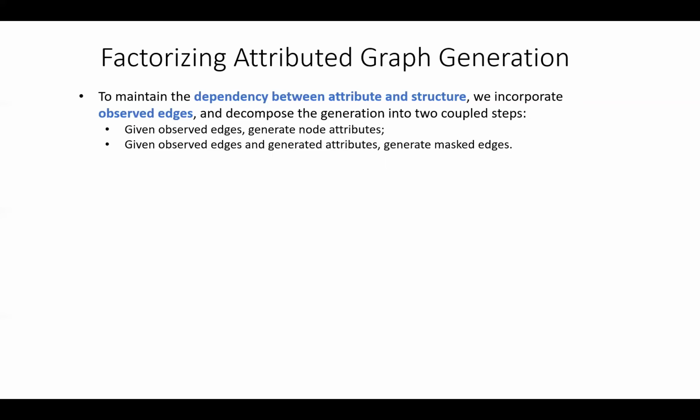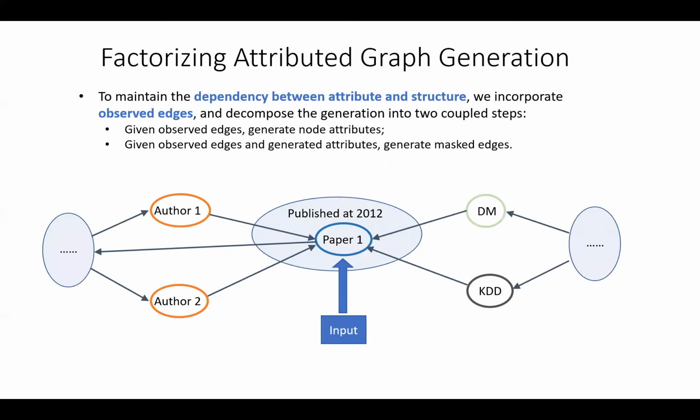We present a concrete example in an academic graph here. Suppose we'd like to generate a new paper node whose title is considered as attribute, and authors, venue, and cited papers are connected edges. We first mask out some edges and regard the remaining ones as observed edges. The first step is to use the remaining edges to predict this paper's title, which can help capture the dependency between the attribute and neighboring nodes, such as data mining. Next, we use both the observed edges and generated attribute to predict the remaining edges, such as authors, published venue, and citations. In this way, we can also capture the dependency between attribute and masked edges, such as KDD.